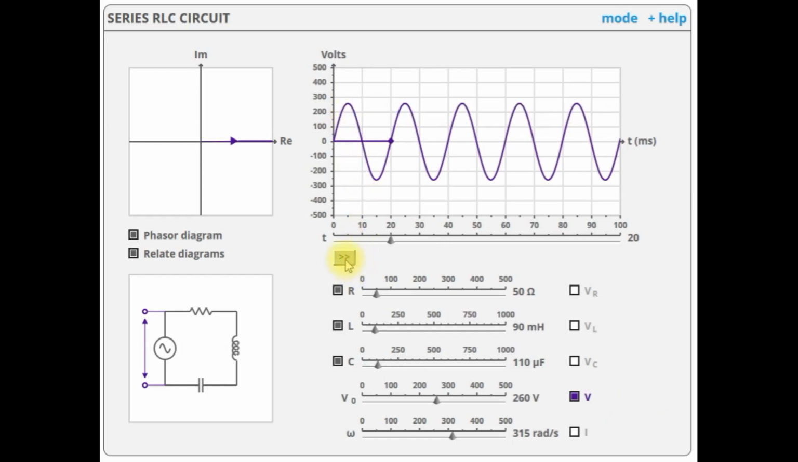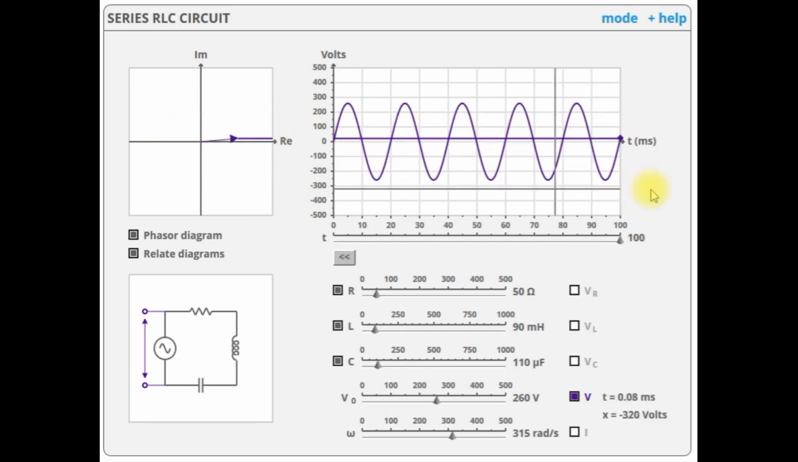Let us see the complete animation. Here you can see that the vector is rotating in the anti-clockwise direction, and when it completes one complete rotation, you get one complete cycle of the waveform. And here you can see that you have 2, 3, 4, 5 sinusoids. So when it has completed 5 revolutions, you get this. That is how we are representing a sinusoidal waveform as a vector.